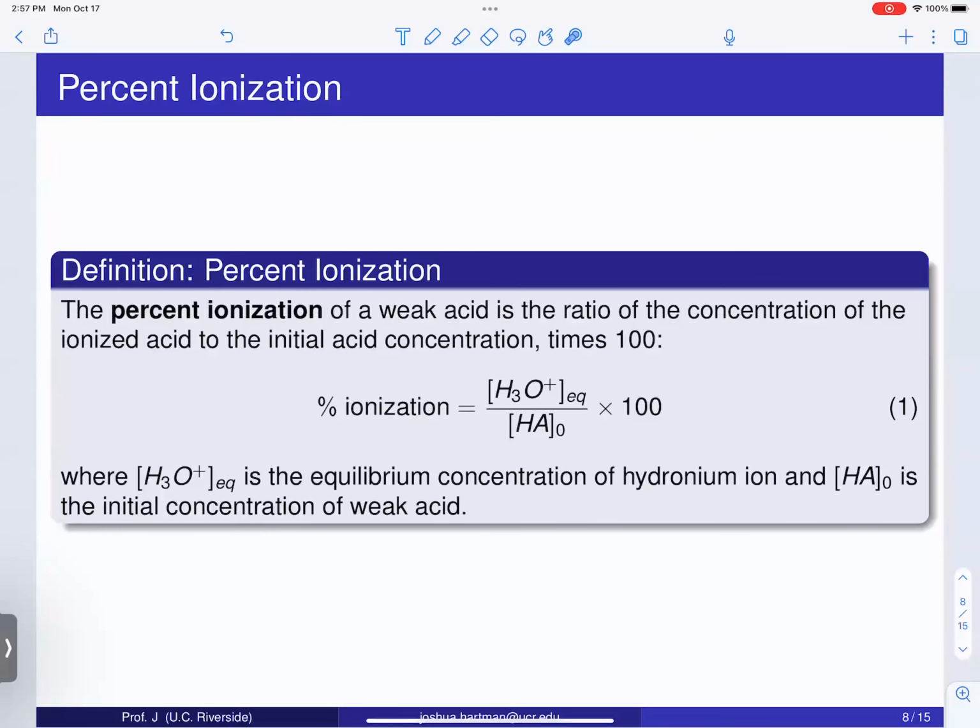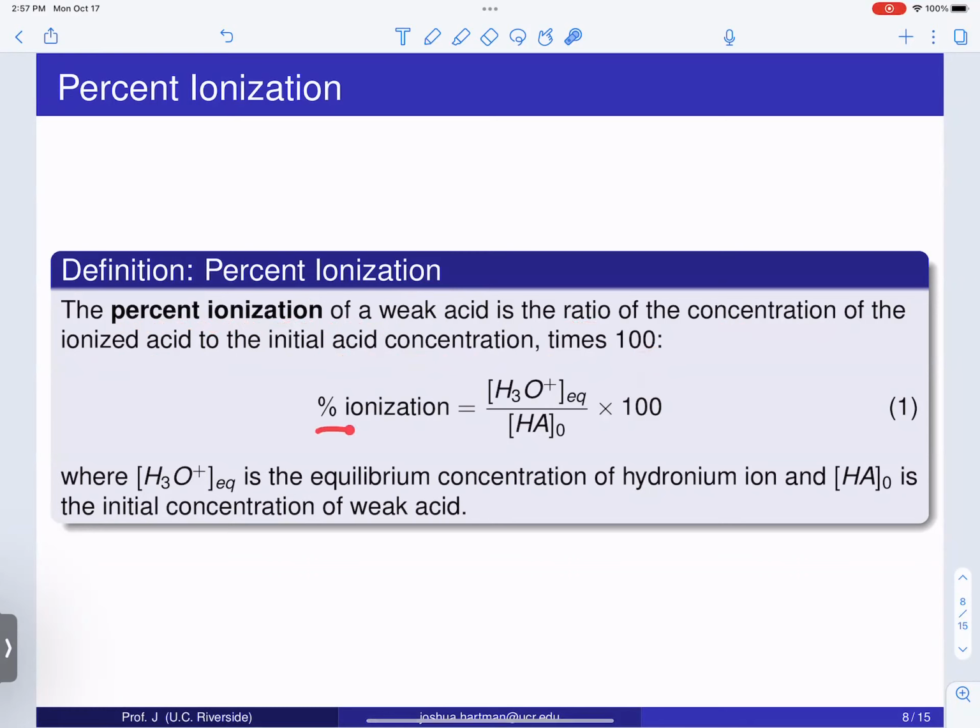Okay, so once we have that core concept down, what we're in a position to do is start quantifying this extent of dissociation in a couple different ways. And the first one I want to talk about here is this concept of percent ionization. So the percent ionization of a weak acid is the ratio of the concentration of the ionized acid to the initial concentration, and then times 100 to form our percent.